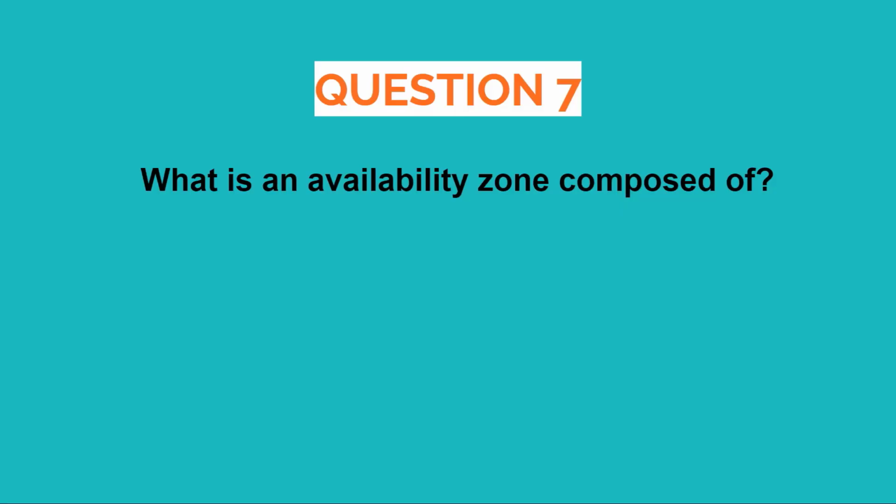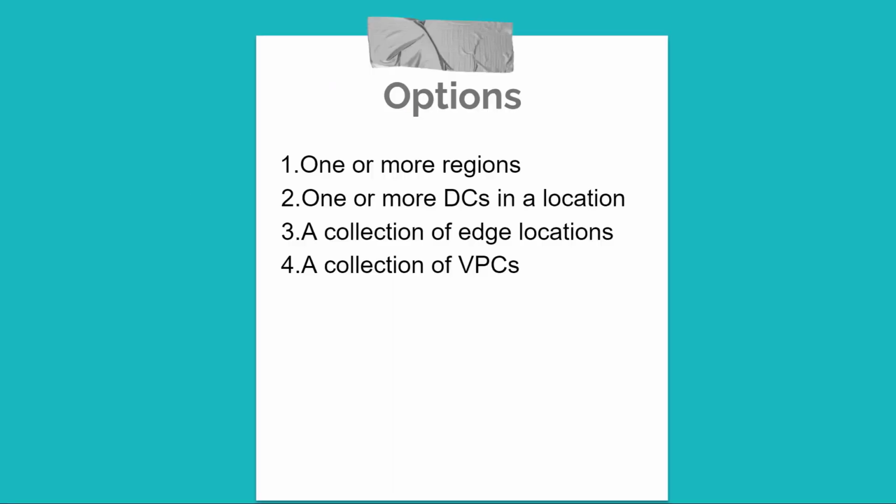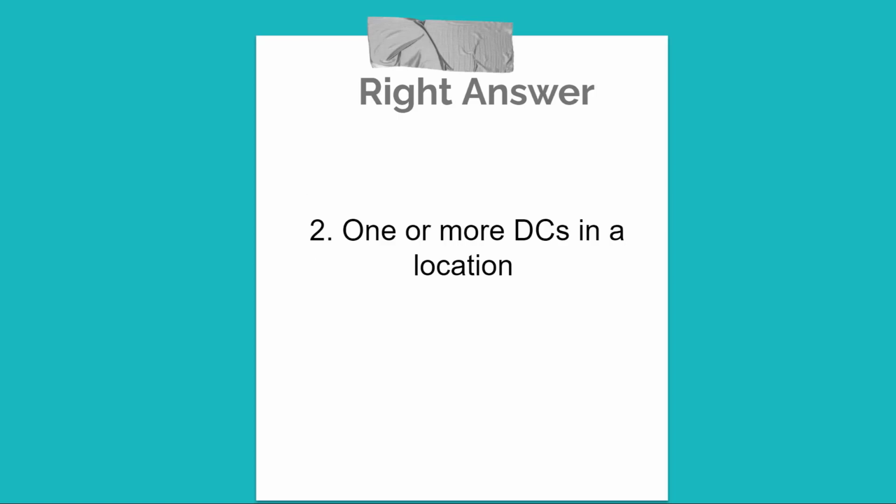Question. What is an availability zone composed of? Option 1. One or more regions. 2. One or more DC in a location. 3. A collection of edge locations. 4. A collection of VPC. Right answer is 2. One or more DC in a location.